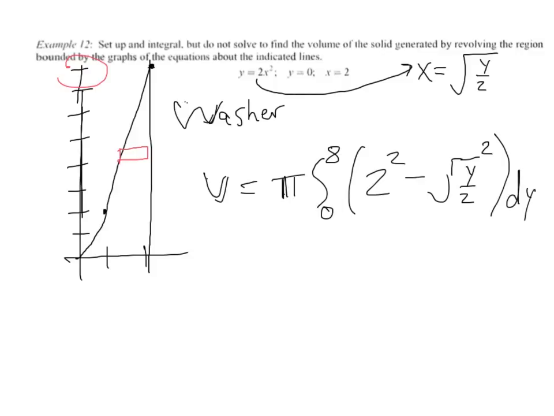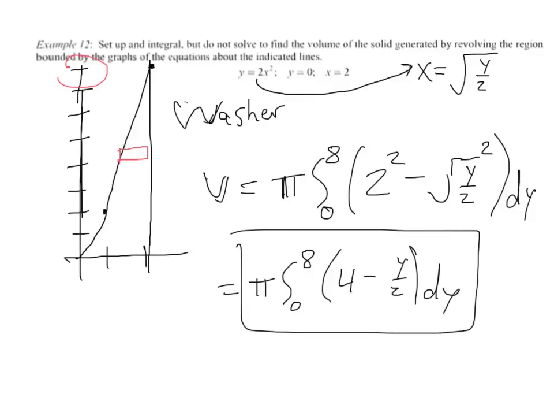And so this is not necessarily asking us to solve the equation, just to write out an integral notation for it. So we could certainly stop there, but just to show you that we could simplify it a little bit, it could just be pi integral from 0 to 8 of 4 minus y over 2 dy. And that could be our answer for this particular question.